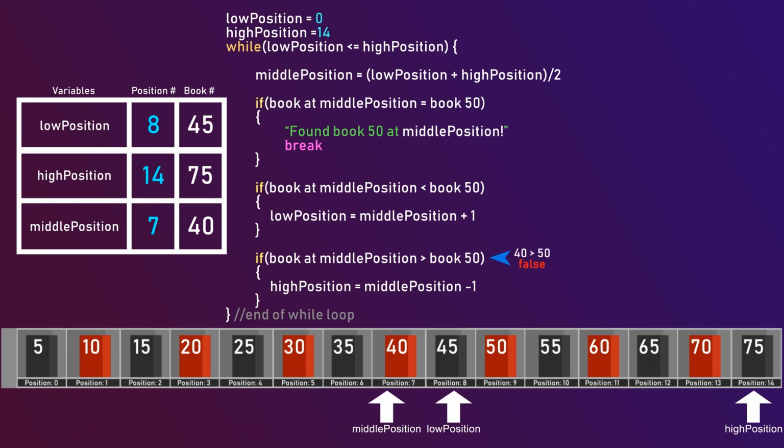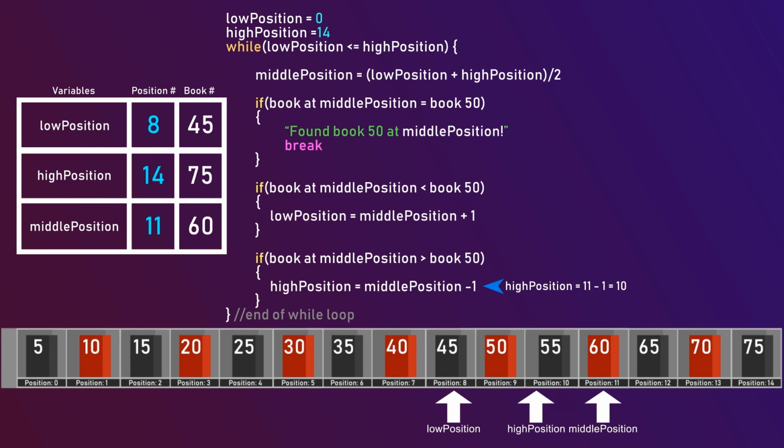The next if statement is false, so we'll skip it, loop back to the top, and check our loop condition. It is still true, so we'll go inside and update our middle position number to 11. We'll then go to the first if statement and check its condition. The book at the middle position still isn't book 50, so we'll go to the next if statement. The book at the middle isn't less than the book we are looking for, so we'll go to the final if statement. The book at the middle is greater than the book we are looking for, so we'll go in the if statement and update our high position number to 10.